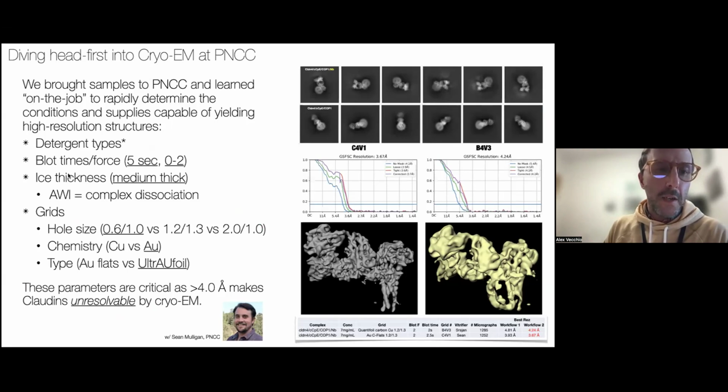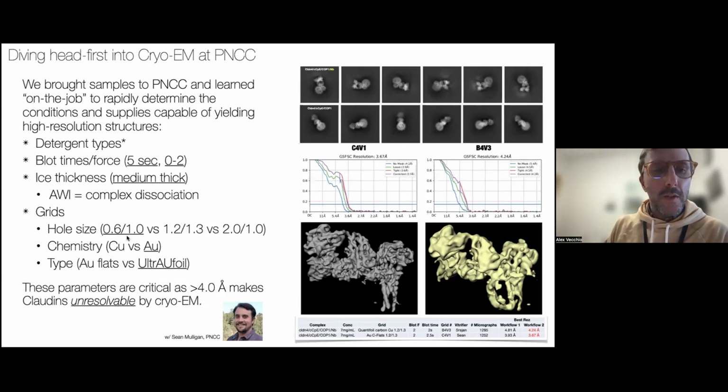We tested different blot times and blot forces, ice thickness, different grid types, different hole sizes, different chemistries, and different manufacturers. And what I'm underlining here are all the things that we figured out worked best for our particular complexes. So our complexes liked longer blot times with very light blot forces because it favored what we'd call medium thickness ice. And what we realized is that too thin of ice dissociated the protein complexes. And there were obviously air-water interface issues that all proteins undergo.